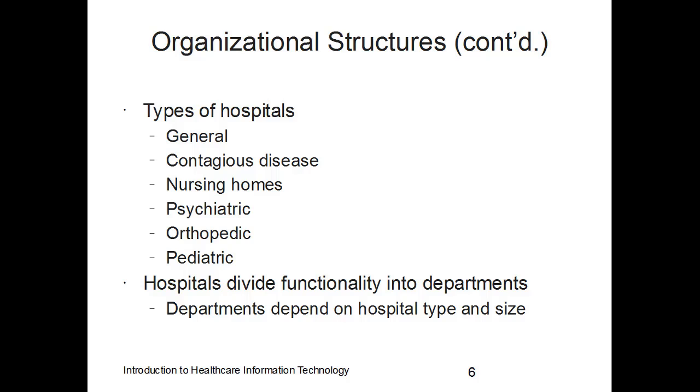There are multiple kinds of hospitals, including a general hospital, contagious disease, nursing homes, psychiatric, orthopedic, pediatric, and hospitals are divided into departments, and departments can vary greatly in size and can depend on the hospital type.